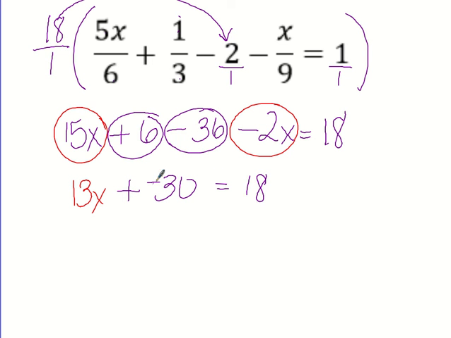So the inverse operation of this is just to add 30, because that's going to cancel that. If you wrote subtract 30, it'll show up a little bit better. That's why it's add 30. So then I get 13x equals, and this is 48.